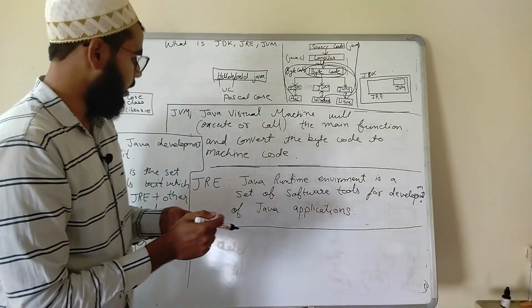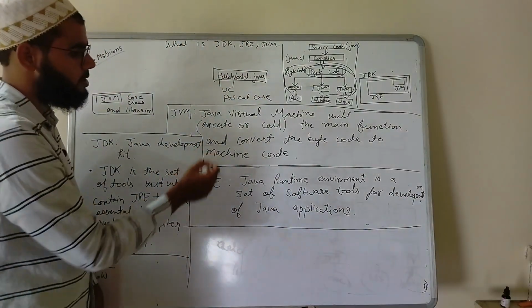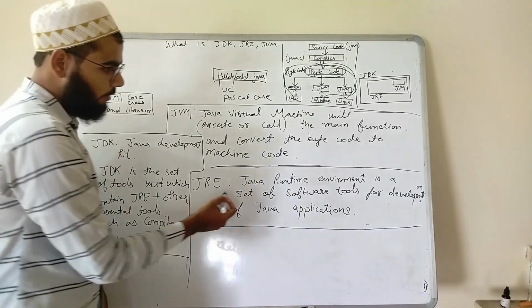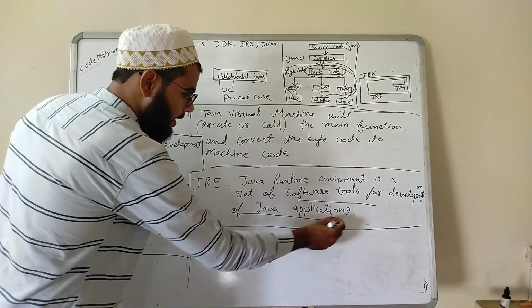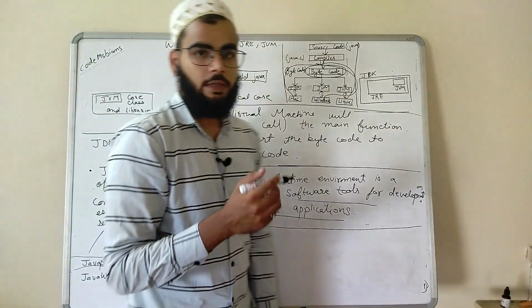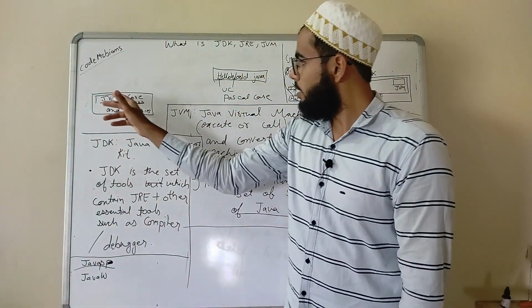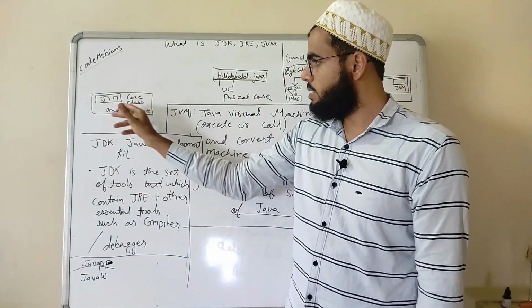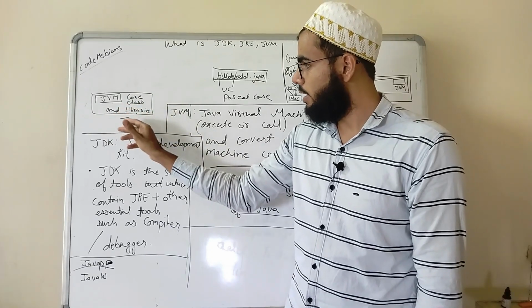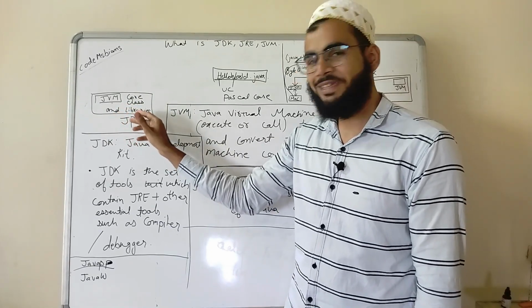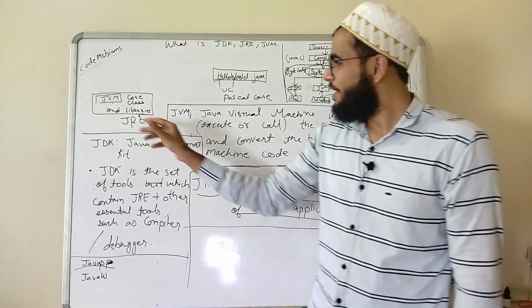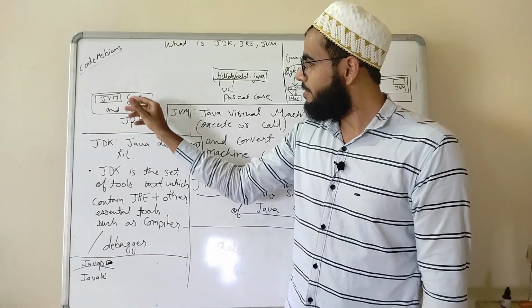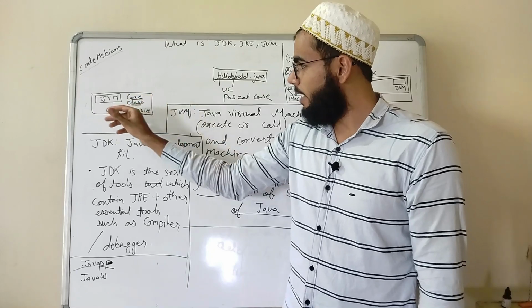So now coming to another definition, which is the Java Runtime Environment. The Java Runtime Environment is a set of software tools for the development of Java applications. Now if you combine the JVM with the core classes and libraries, this is nothing but the JRE. It's not Tom and Jerry, by the way. JRE stands for Java Runtime Environment, and it consists of the core classes and the libraries.